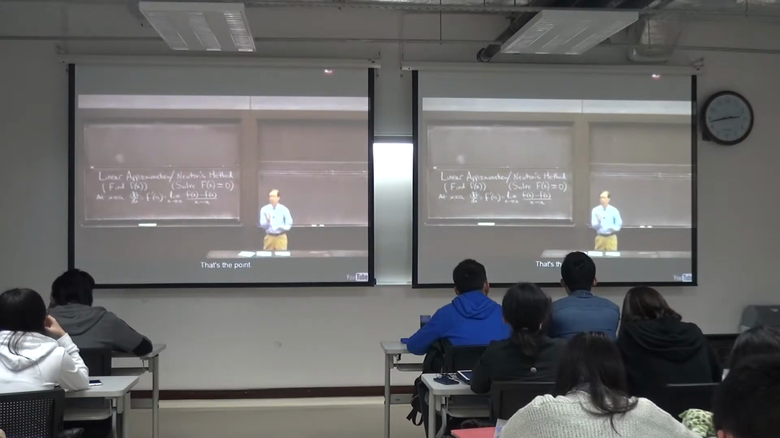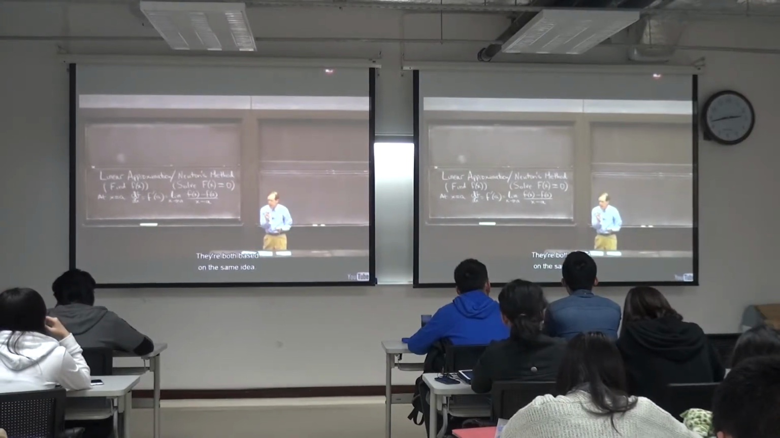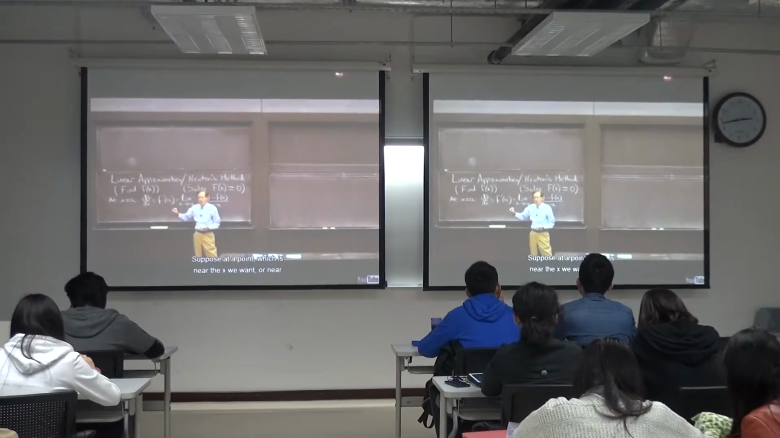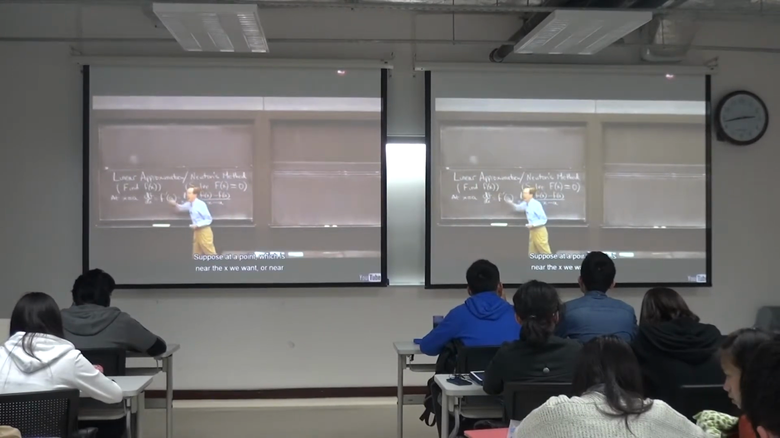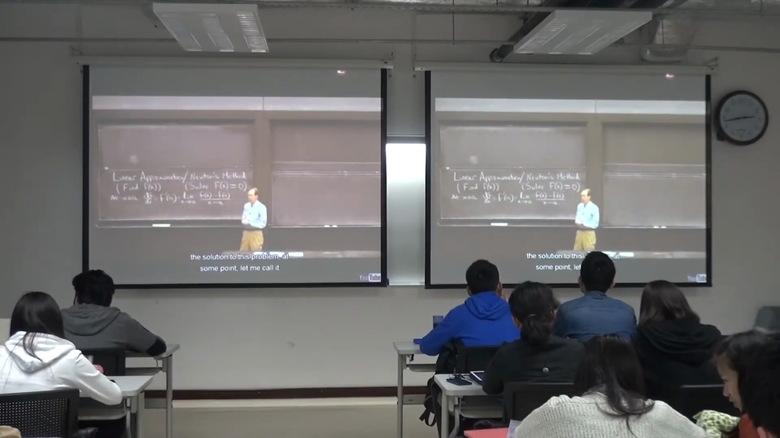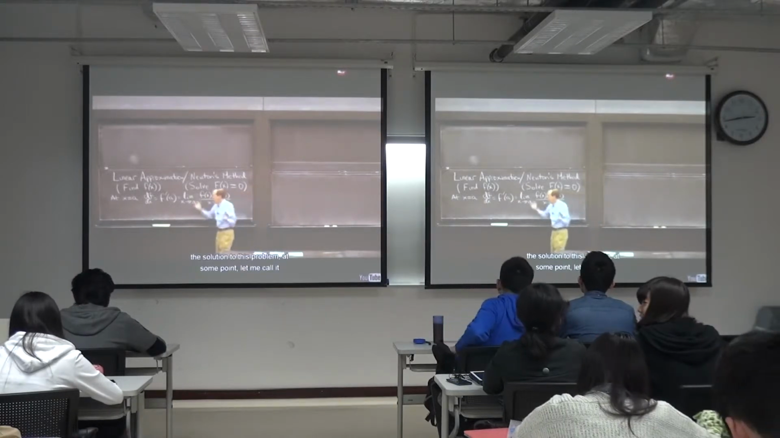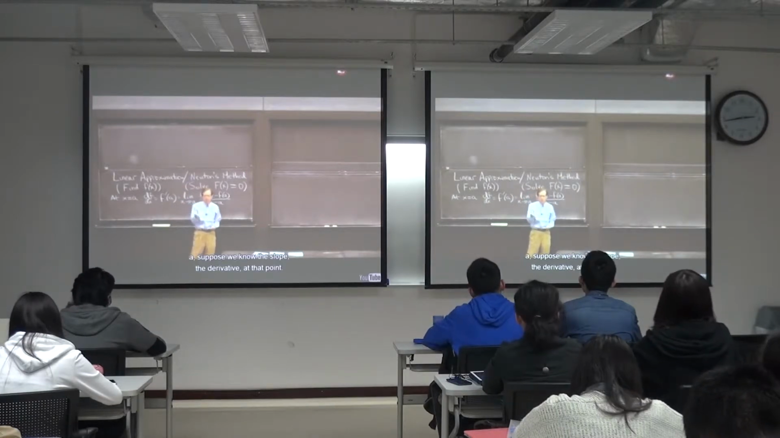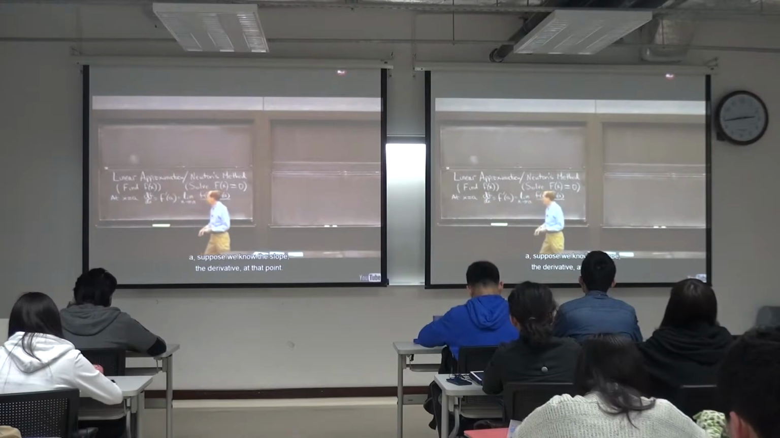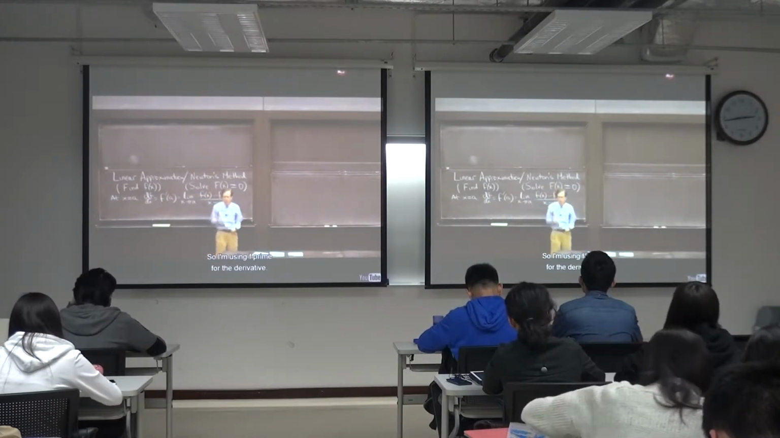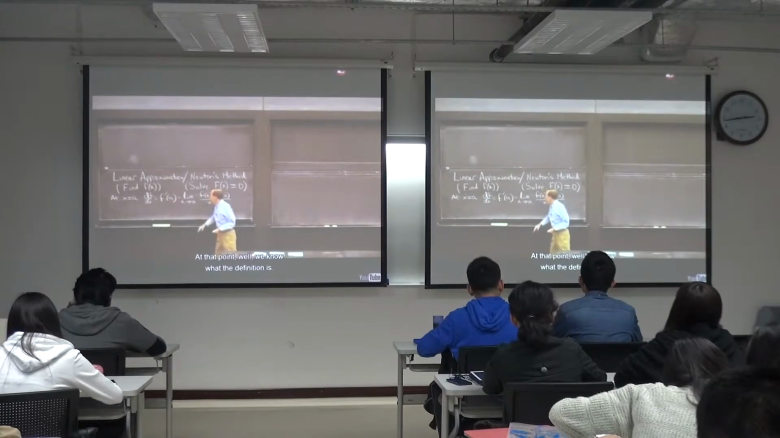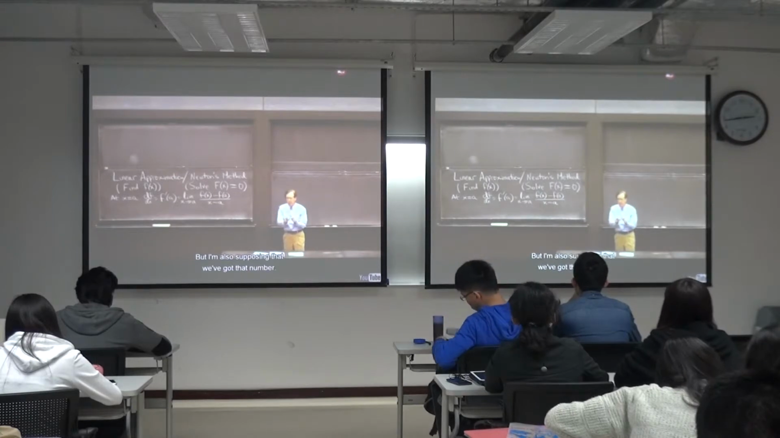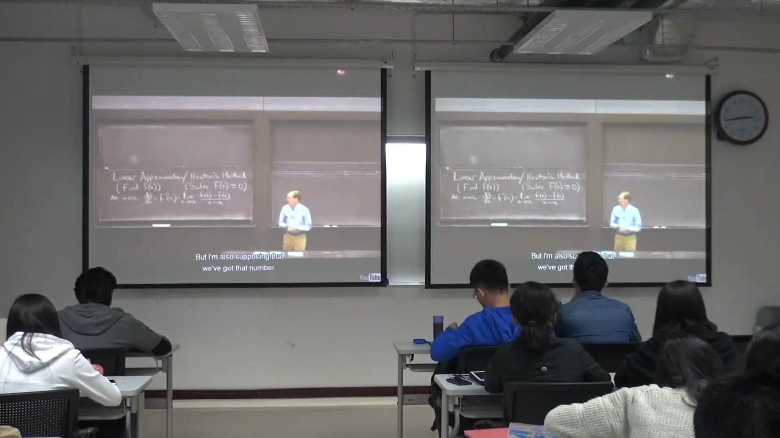Both of them are based on the same idea. Suppose at a point which is near the x you want, near the solution for this problem, at some point, let me call it A, suppose we know the slope, the derivative, at that point. So I'm using f prime for the derivative. At that point, well, we know what the definition is, but I'm also supposing that we've got that number.